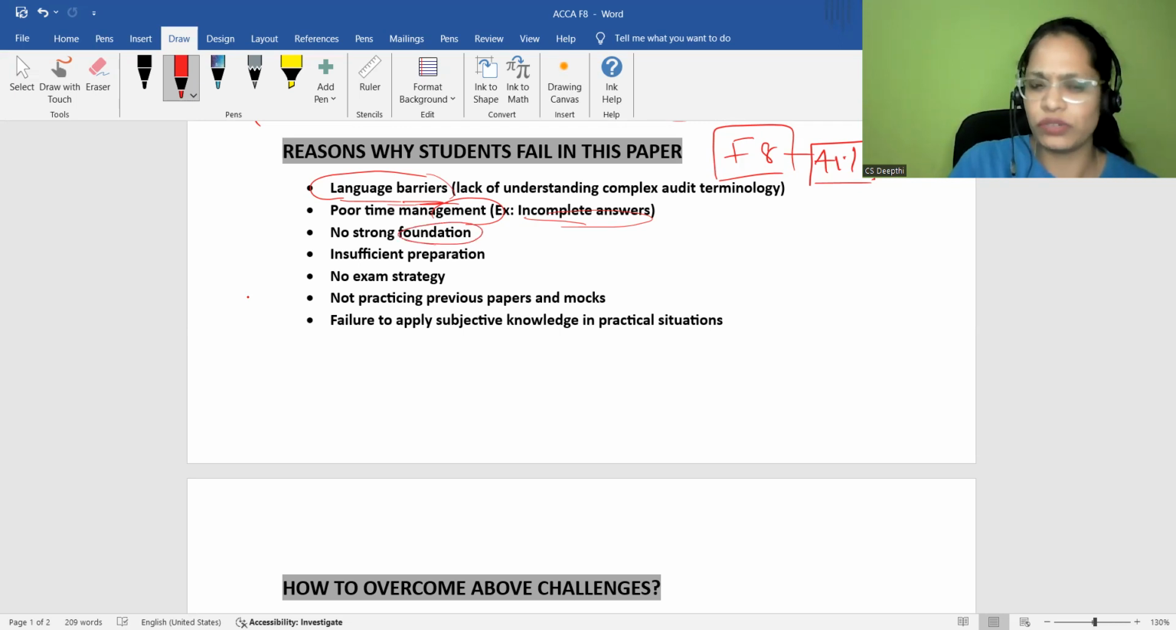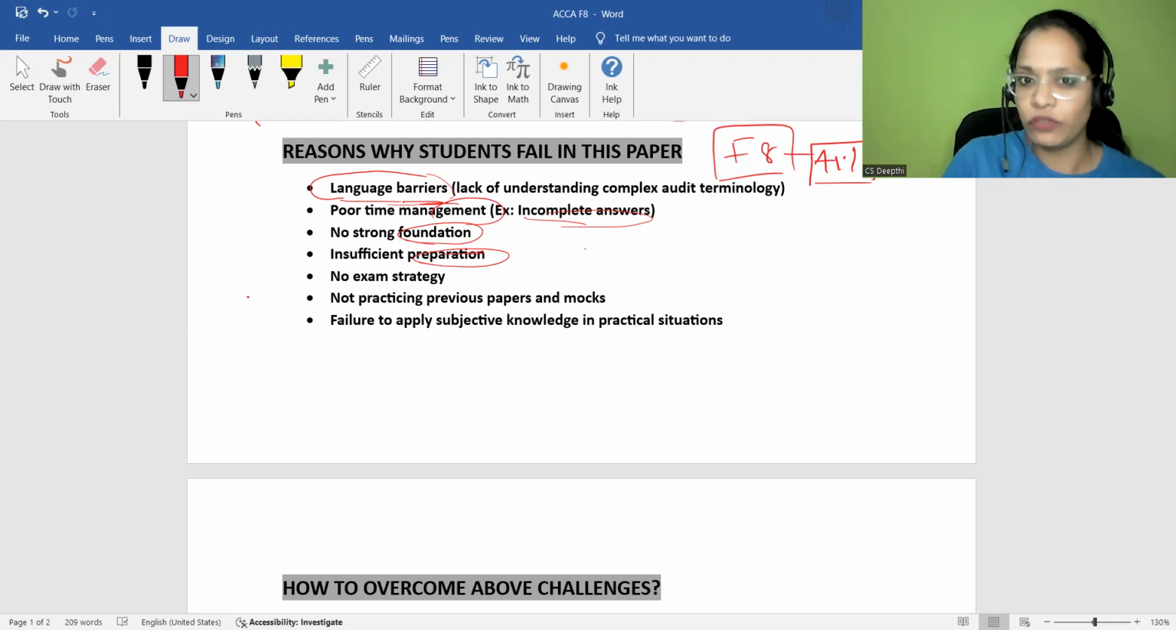And no strong foundation, like basics. If you have good basics of the subject, then whatever topic I teach, you'll be able to understand that. Most of the students don't have proper basics, and insufficient preparation.